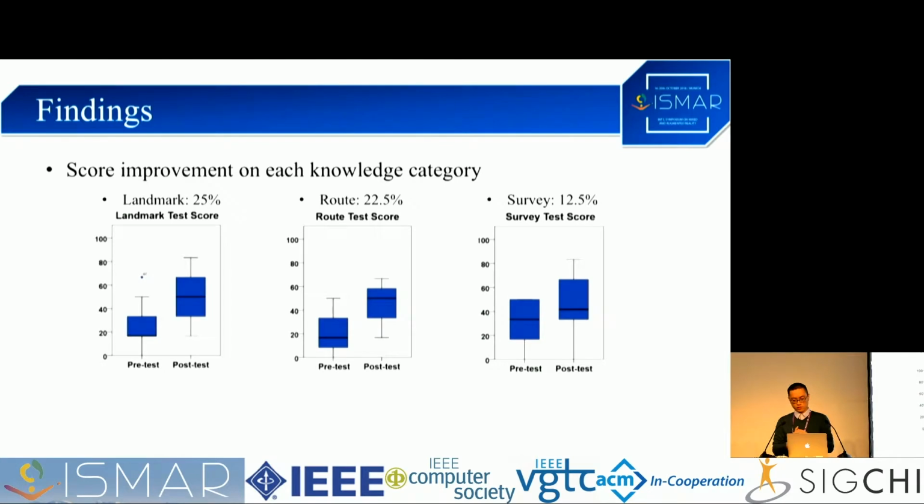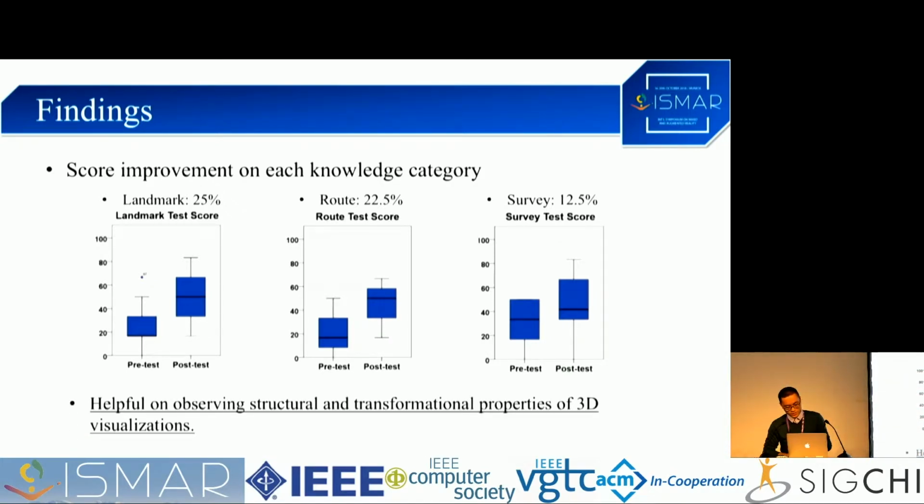And also, all the 3 categories, landmark, route, and survey, just as I explained, experienced some level of improvement. Landmark improved by 25%, route by 22%, and survey by 12.5%. The higher improvement on landmark and route questions indicates that interactive visualizations in VR could be helpful for users' explorations of transformational and structural properties of 3D visualizations. However, it is also noteworthy that participants' improvement on survey questions is not as much as on landmark and route questions.